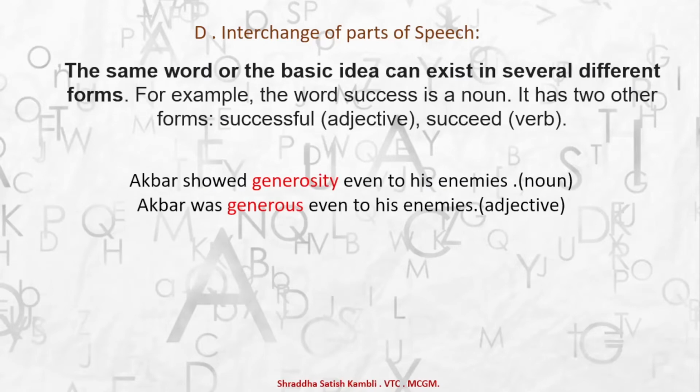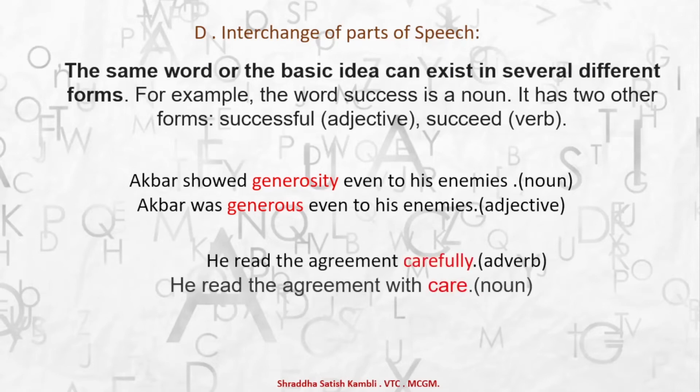Okay, let's see, for example, Akbar showed generosity even to his enemies. Now, the word generosity is a noun. The word generous is an adjective. But are the sentences written in the same manner? Let's check. Akbar showed generosity even to his enemies. Akbar was generous even to his enemies. So the "showed" has become "was". Okay, let's see a few more examples.